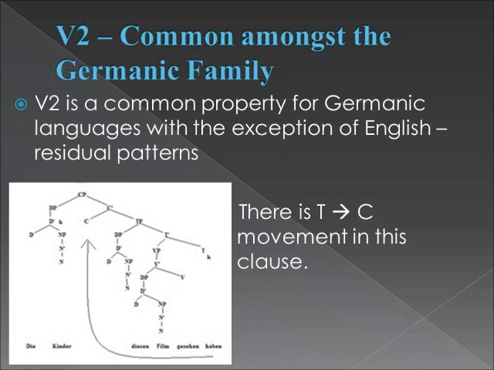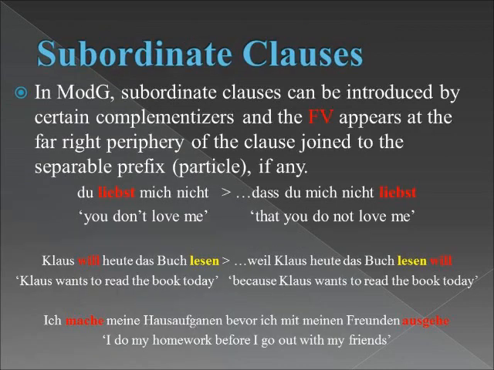So now looking at subordinate clauses, we can see in modern German, subordinate clauses can be introduced by certain complementizers, and the finite verb appears at the far right periphery of the clause joined to the separable prefix or particle, if any. So an example of this is in a main clause, du liebst mich nicht, you don't love me, and then we throw in a complementizer, dass du mich nicht liebst. So all of a sudden the verb gets thrown right to the far right of the sentence.